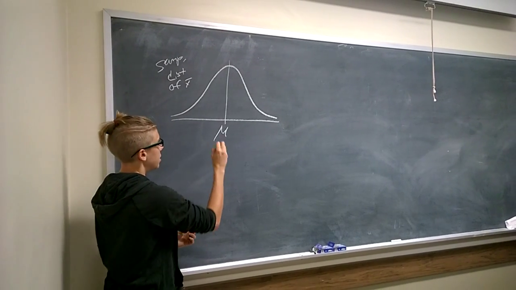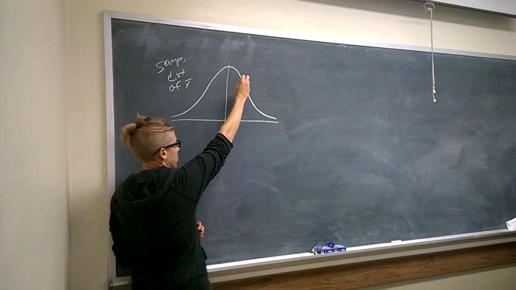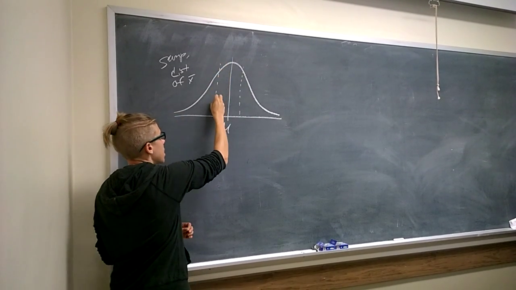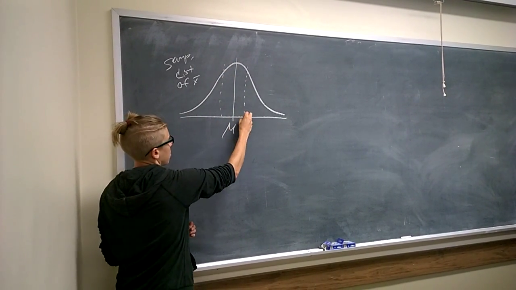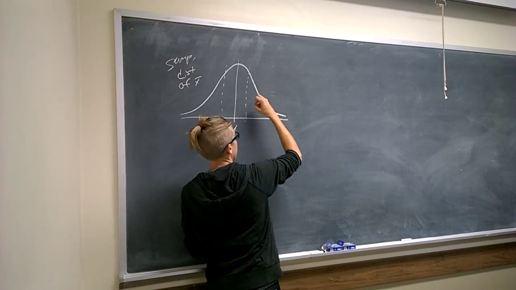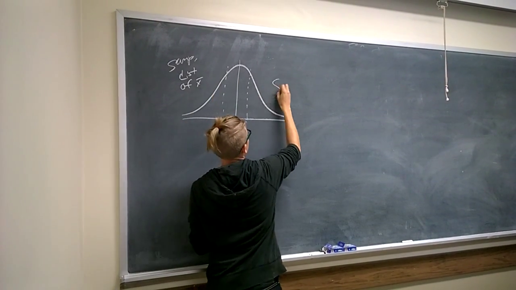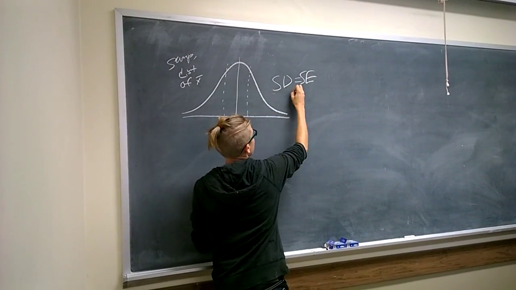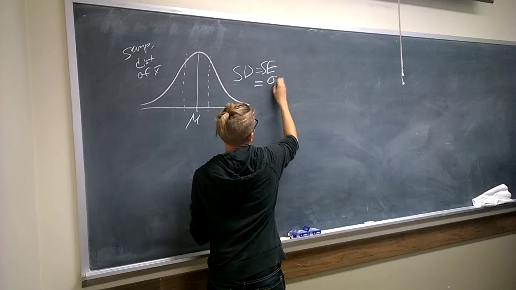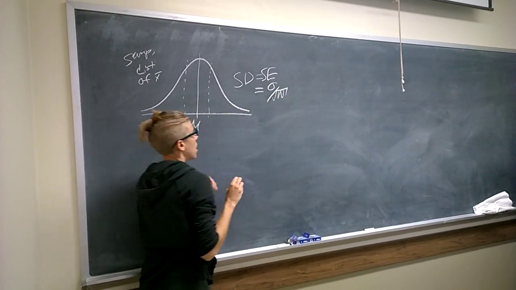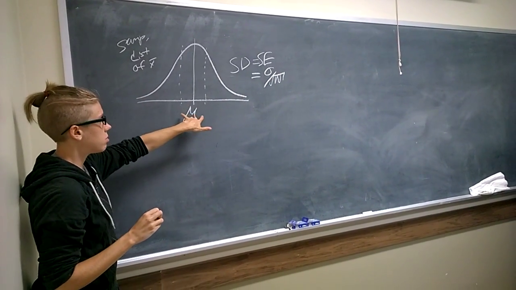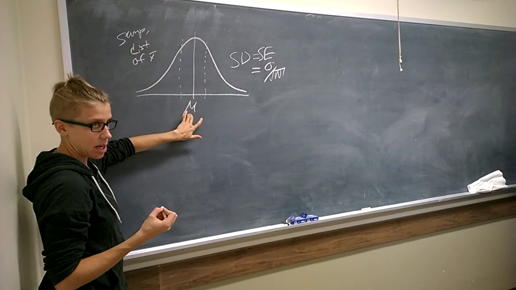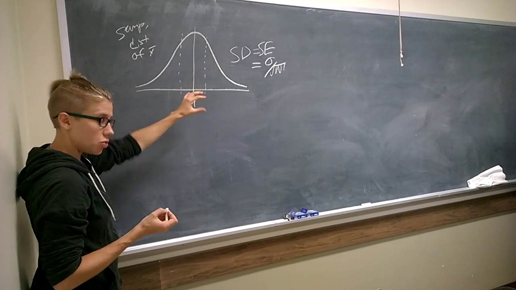Yeah, and it has a standard error or standard deviation. So this is a sampling distribution. So the standard deviation equals the standard error, which equals sigma over square root n. So this has a non-1 standard deviation and a non-zero mean. So it's just a normal distribution.